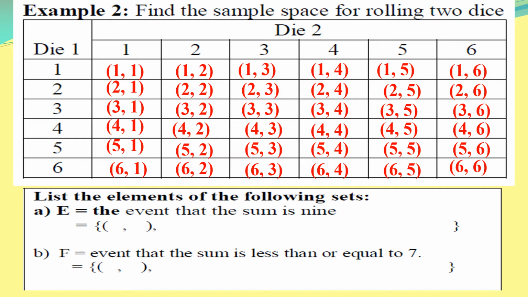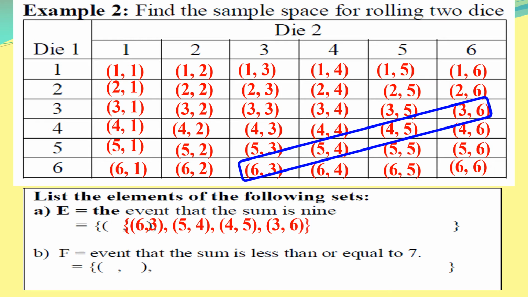Okay, list the elements of the following sets. Letter A. E is the event that the sum is 9. When the sum is 9, the combinations are 6, 3, 5, 4, 4, 5, and 3, 6. Only these 4 elements. So the elements are 6, 3, 5, 4, 4, 5, and 3, 6.